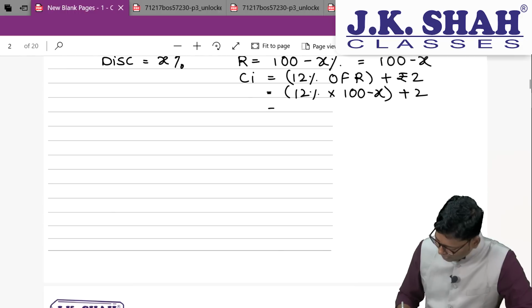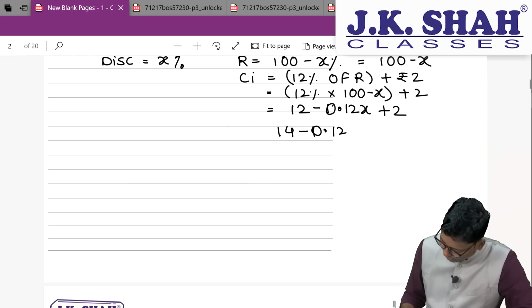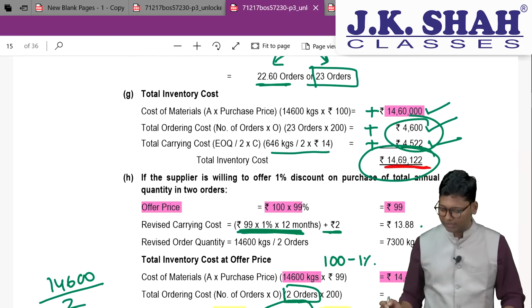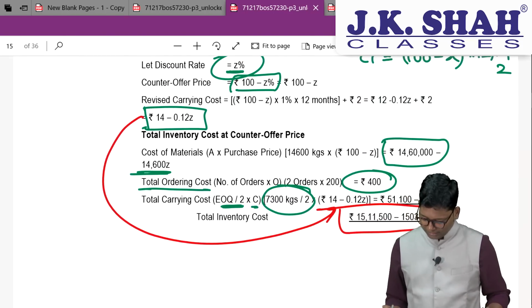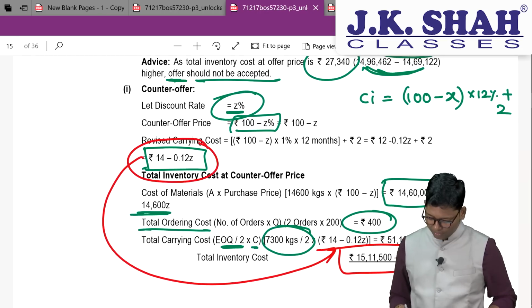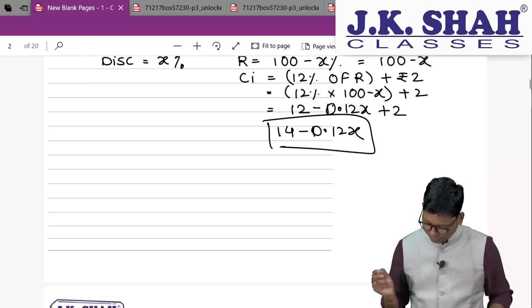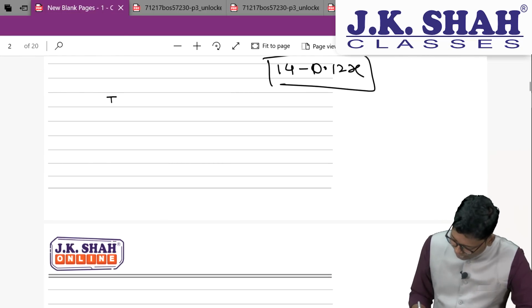When you solve this, you will be getting 12 minus 0.12X plus 2. So this will become 14 minus 0.12X, and the same carrying cost is given in the question. You can check now how this calculation took place, right? So this one is given in the question. Carrying cost is computed. It is 14 minus 0.12X. 14 minus 0.12X is computed. Once this is done, next computation is your TPC.